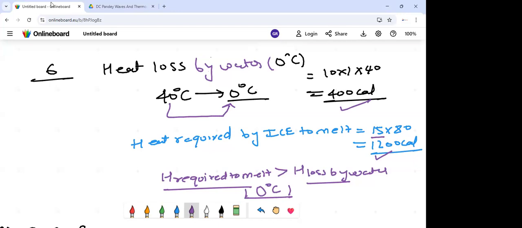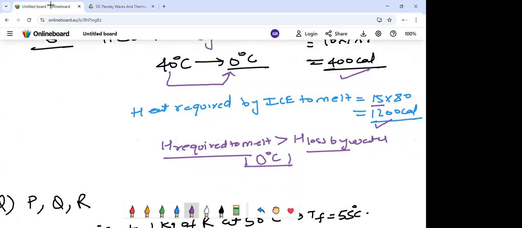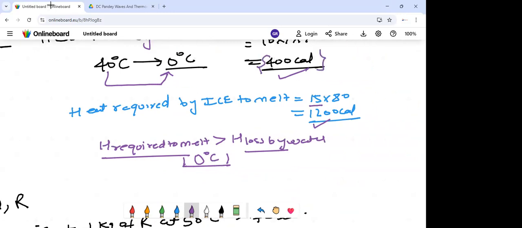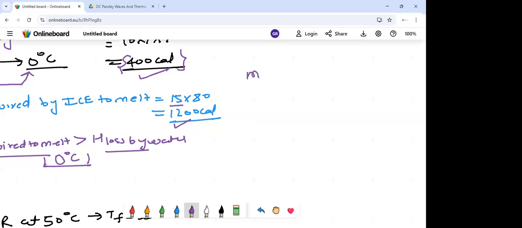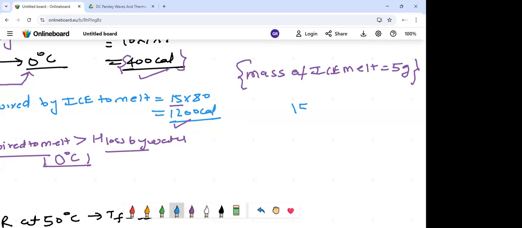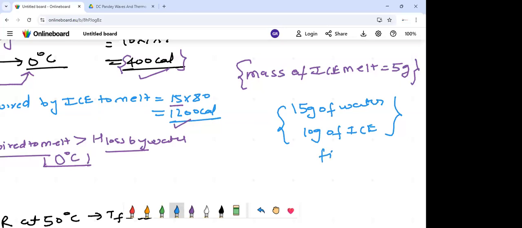So for that question, how much heat is the ice getting? 400 calories, right? So the mass of ice melted will be 5 gram, because 1 gram requires 80 calories, so 5 gram will require 400 calories. So the final composition will have 15 gram of water and 10 gram of ice. Is that clear to all of you? Yes.